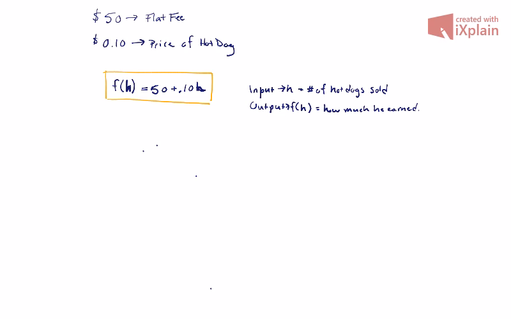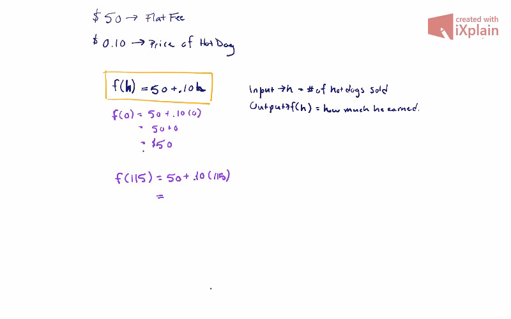If, for example, he sold 0 hot dogs, then we would have 50 plus 10 cents times 0. We could simplify that down and note that he would walk away with 50 bucks. But the problem wants us to actually find out how much money he's going to walk away with if he sells 115 hot dogs. Again, our function notation is telling us that everywhere that we see our variable, we're going to put in that value that we've put into the function.